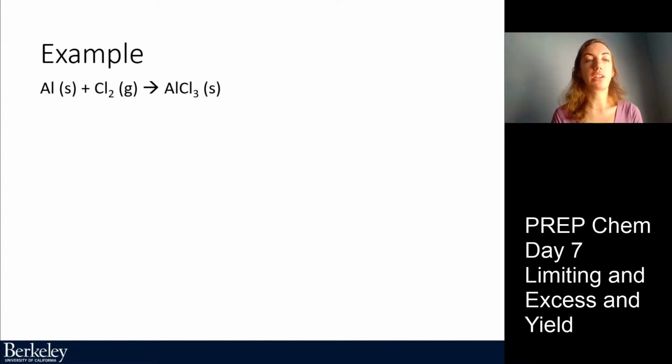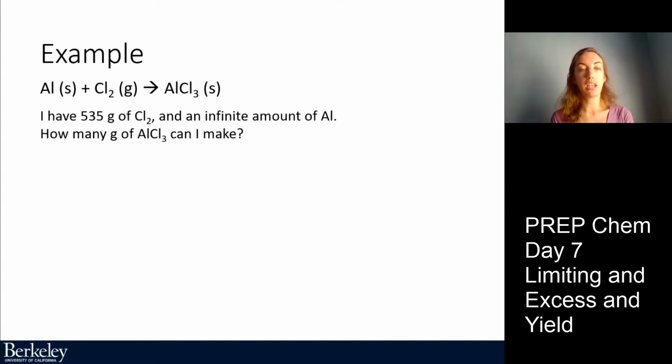So I have this reaction: solid aluminum plus chlorine gas goes to AlCl3, aluminum chloride. Let's say that I have 535 grams of Cl2, and I have an infinite amount of aluminum. So no matter what I do, I'm not going to run out of aluminum. If I run out of anything, I'm going to run out of chlorine. And I want to know how many grams of AlCl3 I will be able to make.